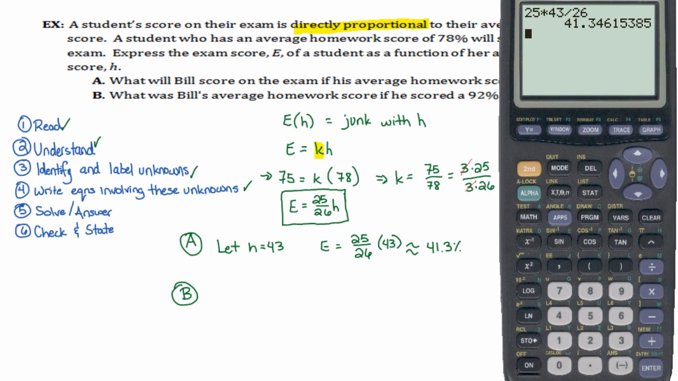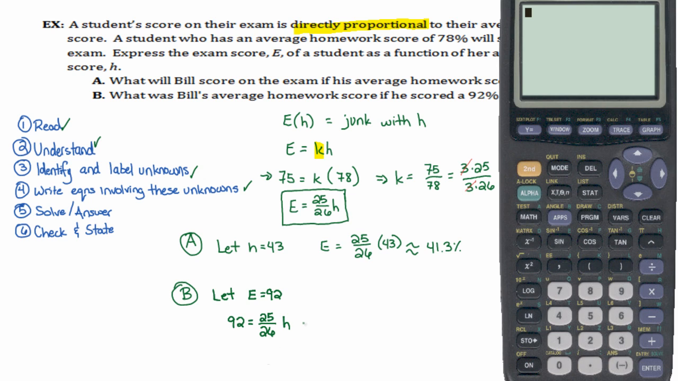Now, I'll keep the calculator out. What was Bill's homework score if his average exam score was 92%? In other words, we're going to let the exam score equal 92. So we have 92 is equal to 25/26, and this time we just don't know the homework score.